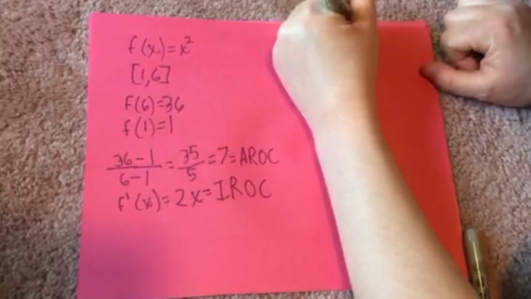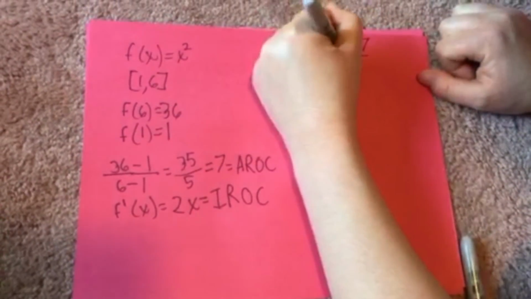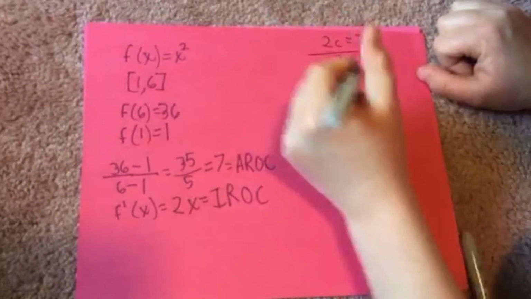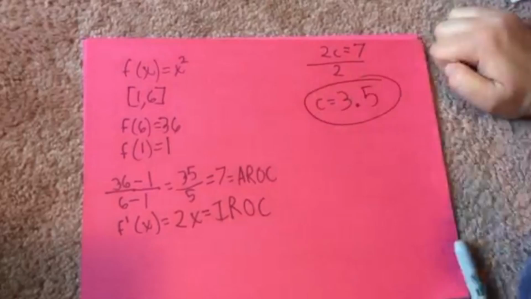Now, set the two rates of change equal to each other, replacing the x with a c. So, 2c equals 7. Then solve for c, giving you 3.5. Meaning that the point x equals 3.5 satisfies the mean value theorem for derivatives. The instantaneous rate of change at that point is equal to the average rate of change over the given interval.